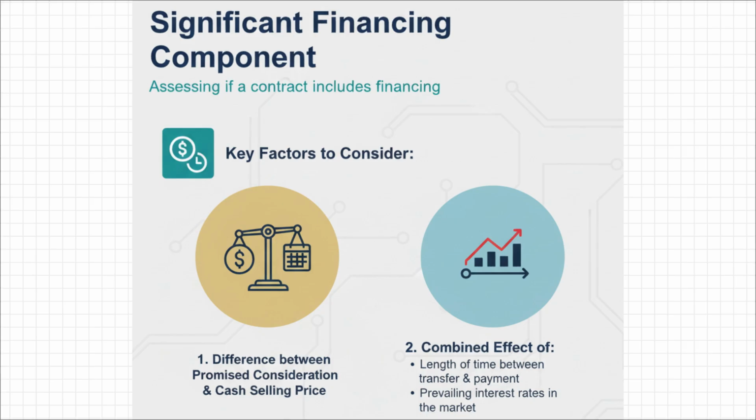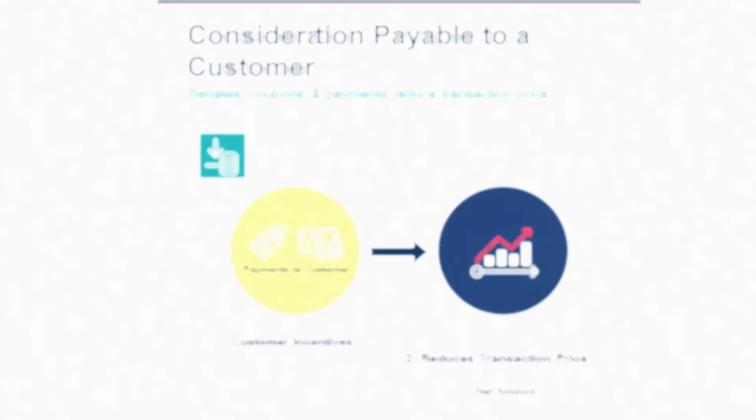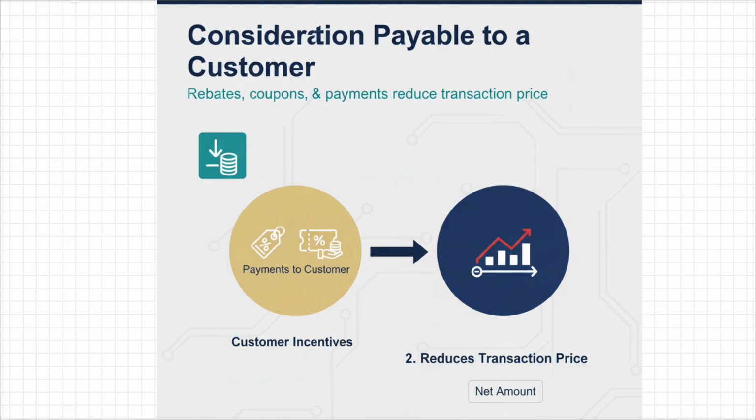Significant financing component. If the timing of payment gives financing benefits, like paying years in advance, you may need to separate interest from revenue. Non-cash consideration. If the customer pays with goods or shares instead of cash, measure it at fair value. Consideration payable to a customer. Rebates, coupons, or payments you owe back to the customer reduce the transaction price.